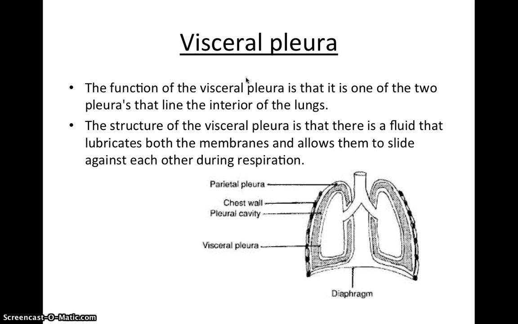Visceral pleura. The function of visceral pleura is that it is one of the two pleurals that line the interior of your lungs. The structure of visceral pleura is that there is a fluid that lubricates both the membranes and allows them to slide against each other during respiration. As you can see in the diagram, your diaphragm sits below your lungs and goes down to increase the thoracic cavity, whereas your visceral pleura is the inner layer, your pleural cavity and chest wall are the outer layers, and your parietal pleura is in between the layers.